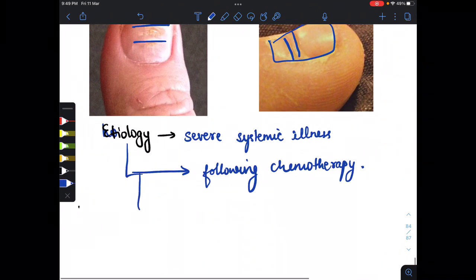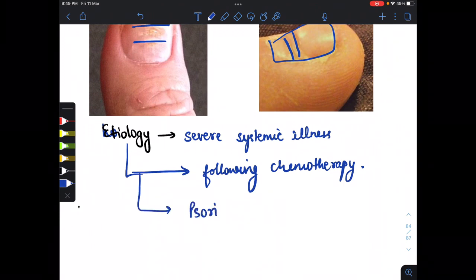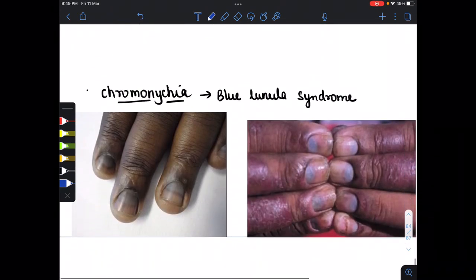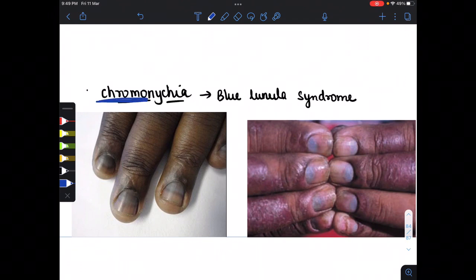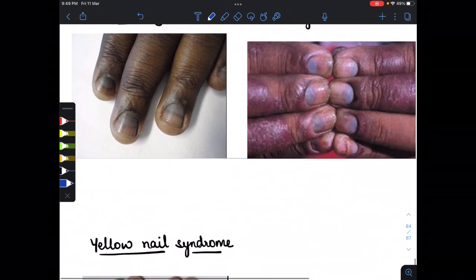In psoriasis also we can see the Beau's line. So in psoriasis pits will be there and the Beau's line we can see. Now the next one is chromonychia. Chromo means color, means different colors will be there in the nails. So chromonychia means different colors; in other words, colored nails will be there.